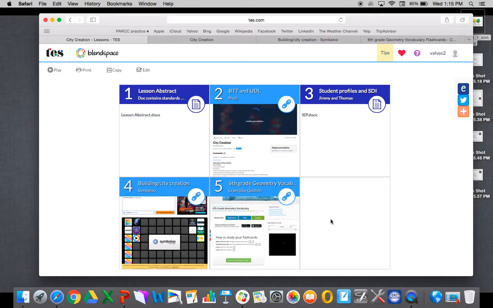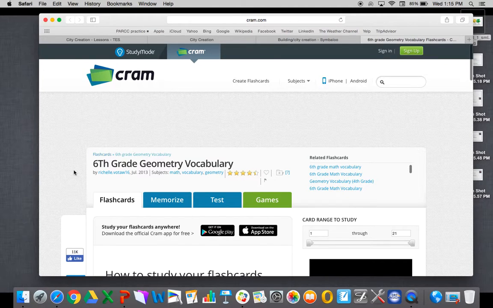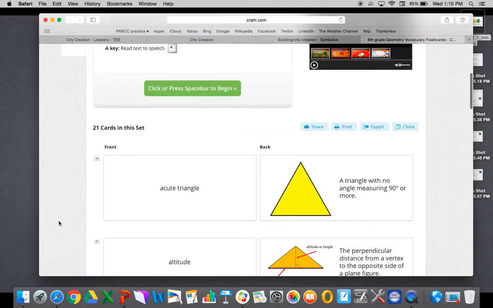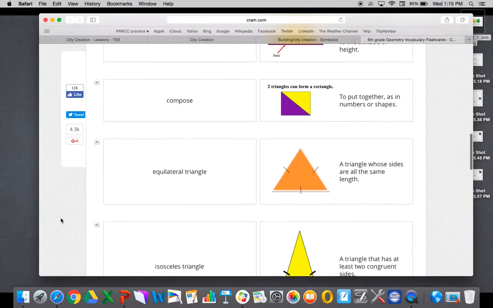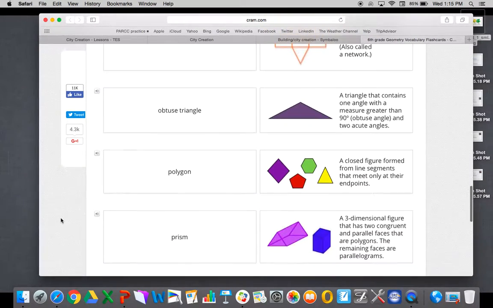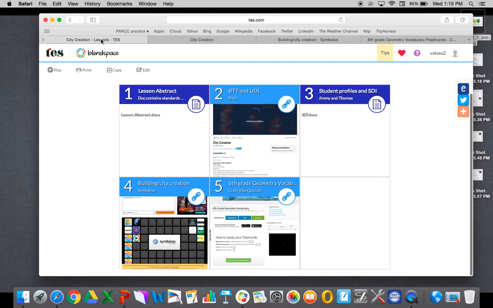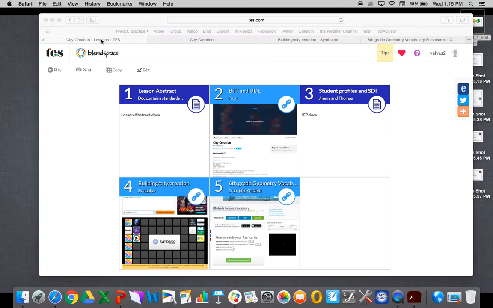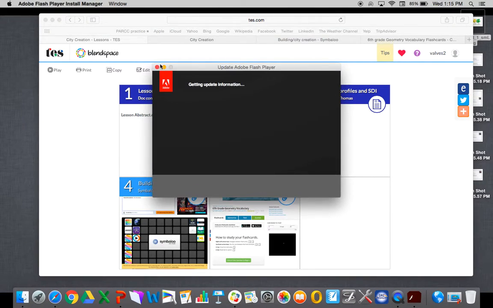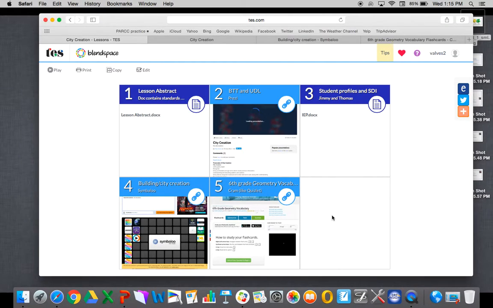And then finally, the fifth thing that I have uploaded onto my Blendspace is called Cram, from cram.com. It works just like Quizlet. It's little flashcards on the vocab used throughout this unit, such as, I'll give you a good one, prisms, which is a big thing we talk about in this unit. So this is what I have created for this lesson, and the sixth portion that would be uploaded on here would be this video that you should be able to see.